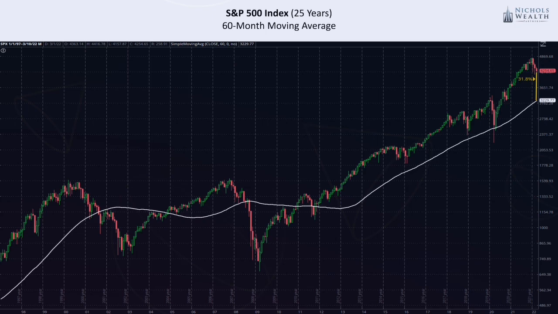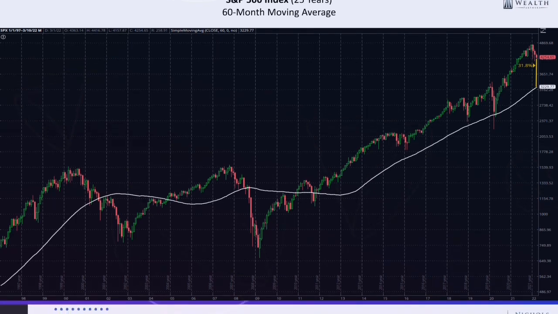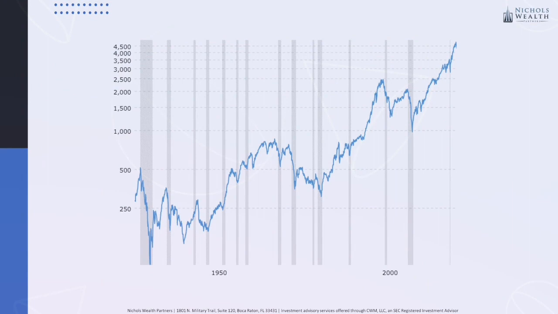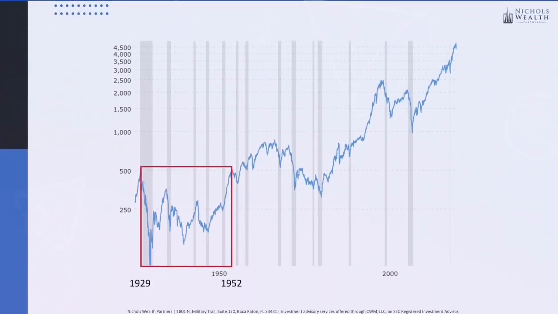So again, if the past is not indicative of the future on a one-to-one or 100% basis, things tend to rhyme. So this is the same S&P chart over a longer perspective. The previous chart was over the last 25 years. This is from the late 20s. And what I want you to note is basically the consistency.